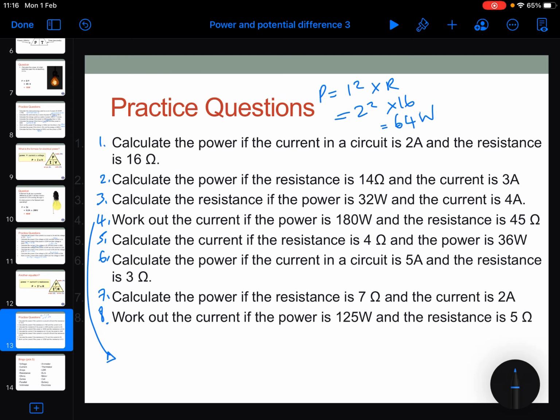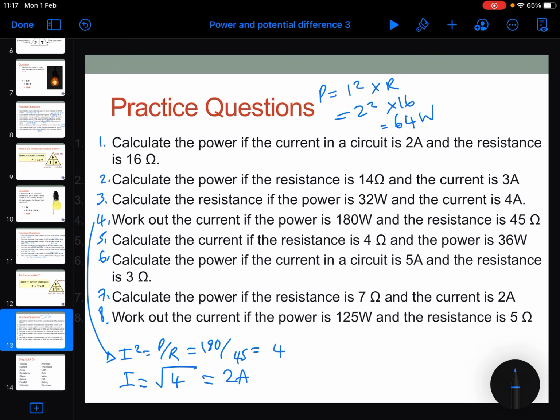I will also do number 4 with you, because again, it's a slightly trickier one, you're working out current. So work out the current. So I squared is P over R. If the power is 180, so 180 divided by 45 gives me 4. So that's I squared equals 4. I is the square root of 4, which gives me an answer of 2 amps. So remember, you only need square root when you're working out current. So again, if you can please pause the video, have a go at those practice questions, and then we shall go through the answers.